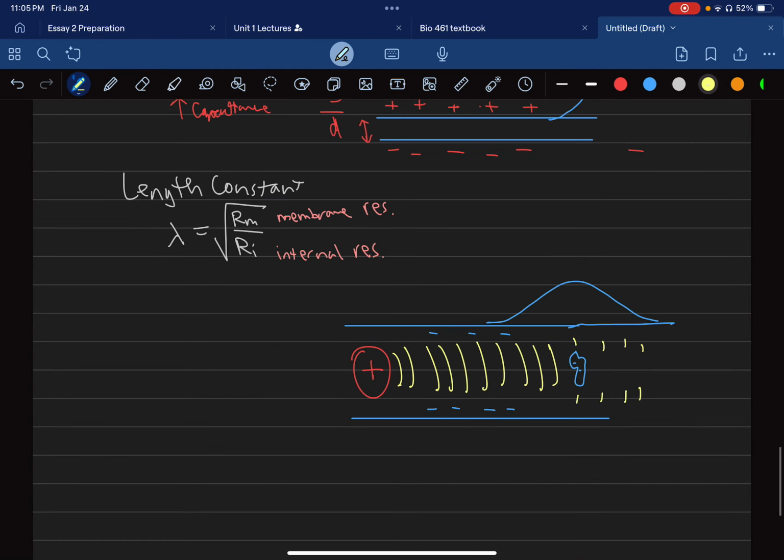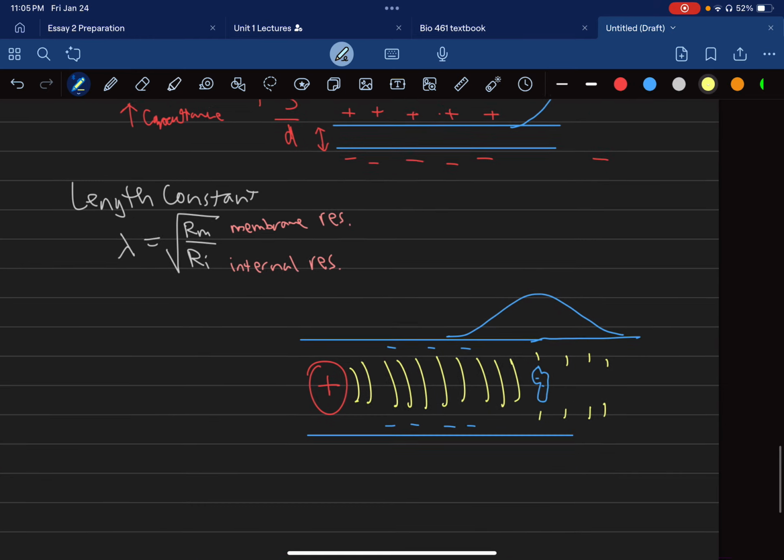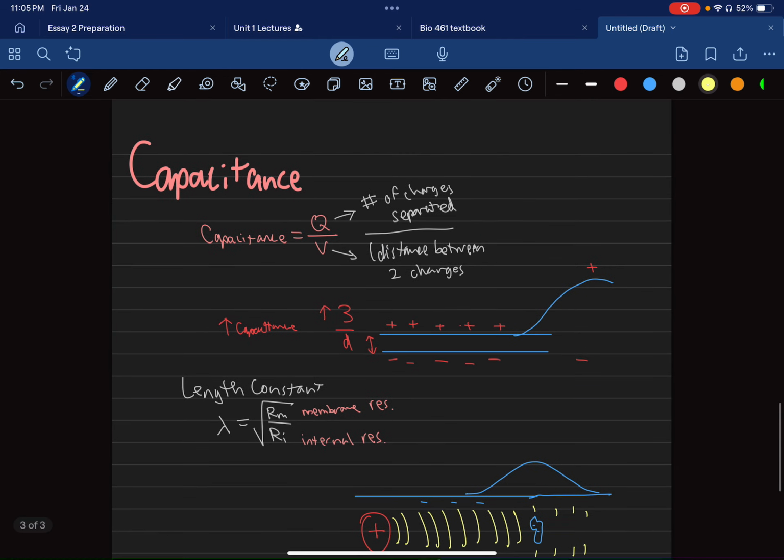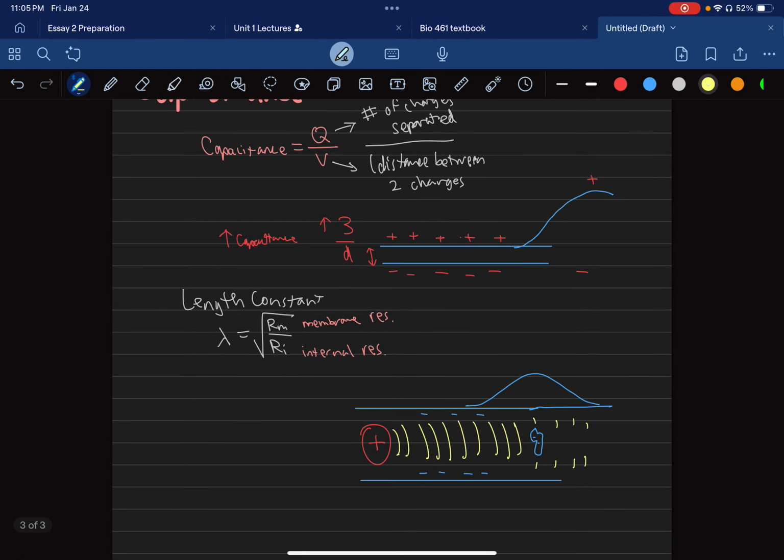So if the membrane resistance is increased, then the length constant is going to increase. If the internal resistance is increased, the length constant is going to decrease. And that is the way that myelinated cells are going to impact capacitance and the length constant of a positive charge in a neuron.